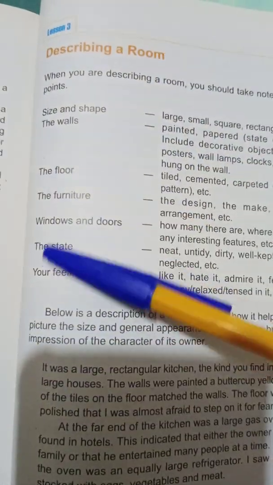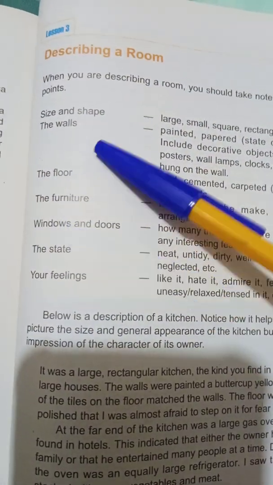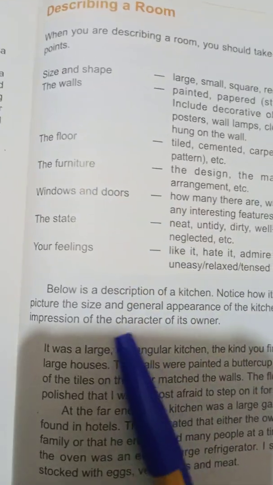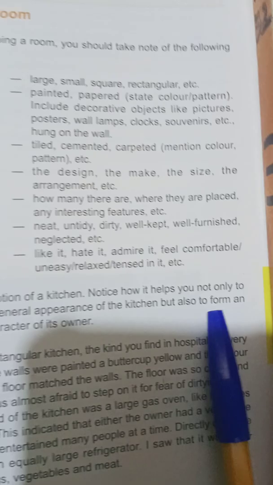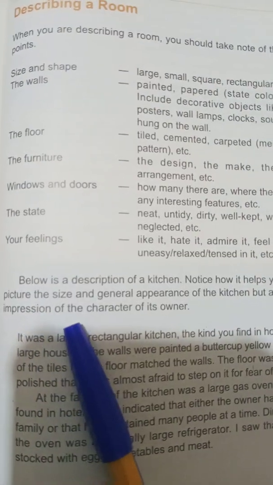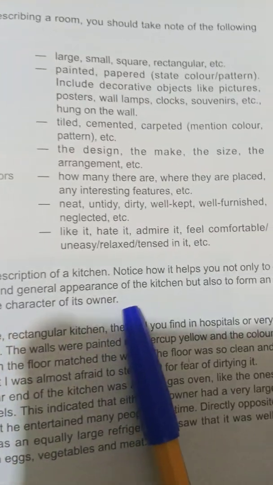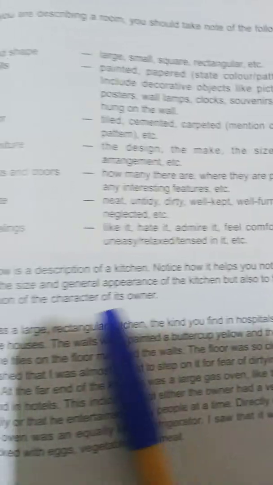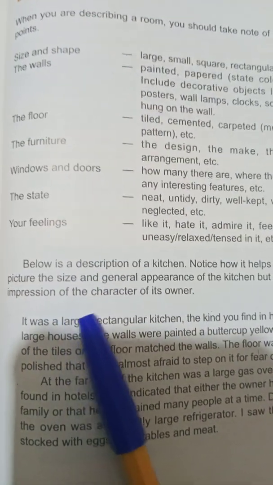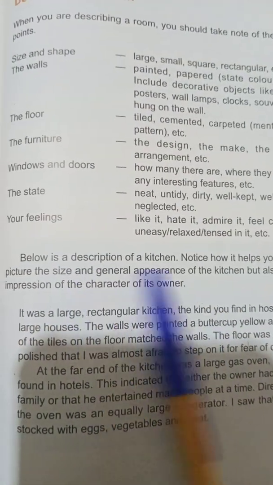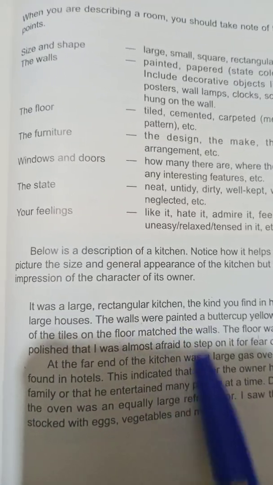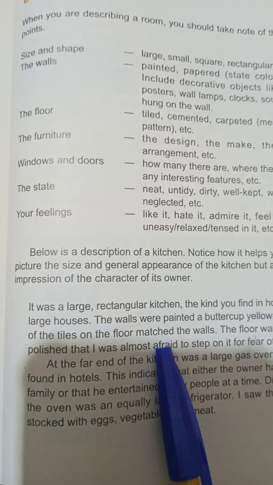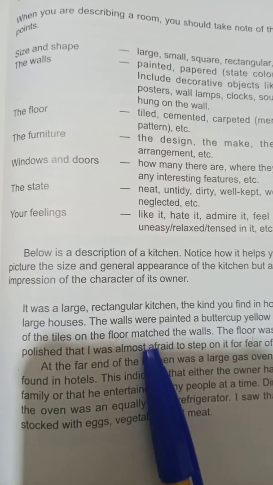Okay, after keeping these points, you can write a very good composition about describing a room. Below is a description of a kitchen. Notice how it helps you not only to picture the size and general appearance of the kitchen, but also to form an impression of the character of its owner. When you read this, you are able to know what kind of person is living in that room.